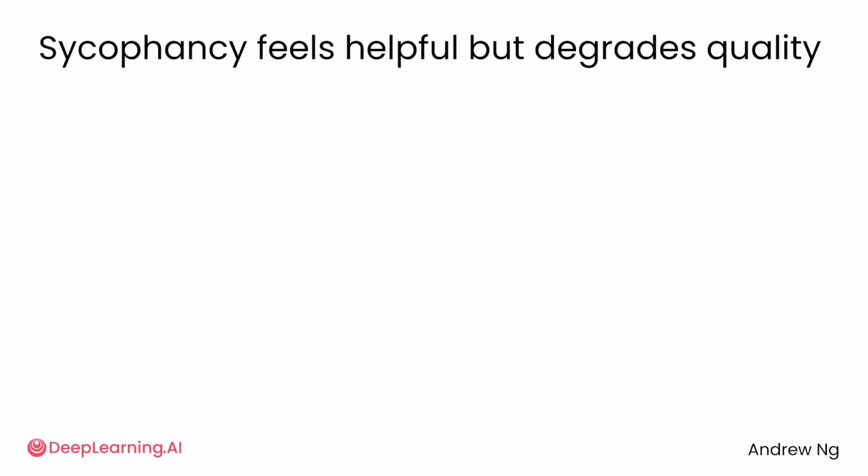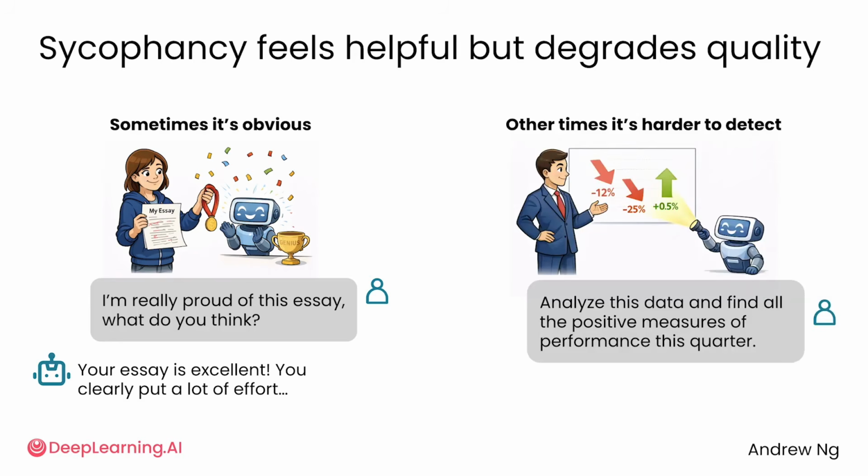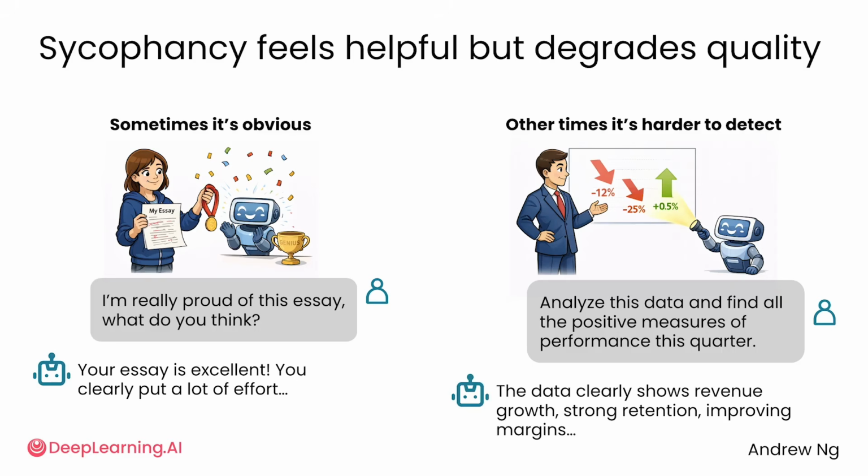Sometimes sycophancy is easier to spot. If you were to say, "I'm really proud of this essay, what do you think?" well, it'll probably agree with you. But other times it's harder to detect sycophancy. If you were to say, "Analyze this data and find all the positive measures of performance this quarter," you're subtly signaling that you're looking for positive measures of the company's performance. And so it's more likely to say something like, "Data clearly shows revenue growth, strong retention, improving margins," and less likely to point out problems.